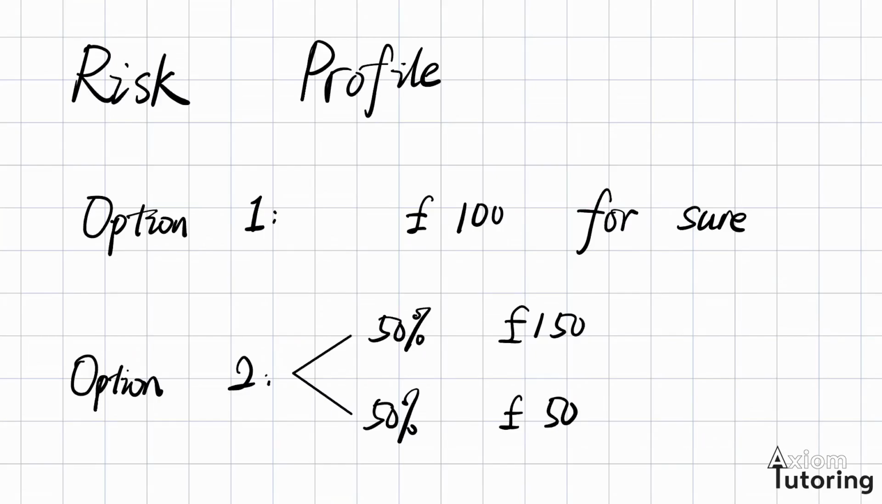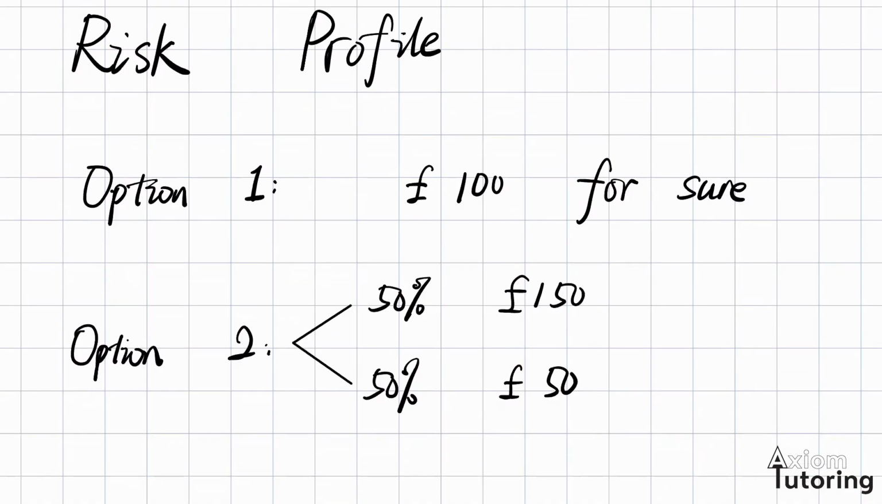Hi, in this video we'll discuss the risk profile. So we have been dealing with risks and returns for different individuals, but how would different risk tolerance or risk attitudes affect different individuals' decision making? So let's take a look at this simple example.